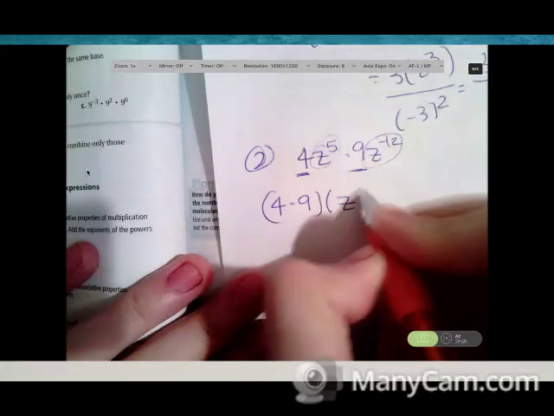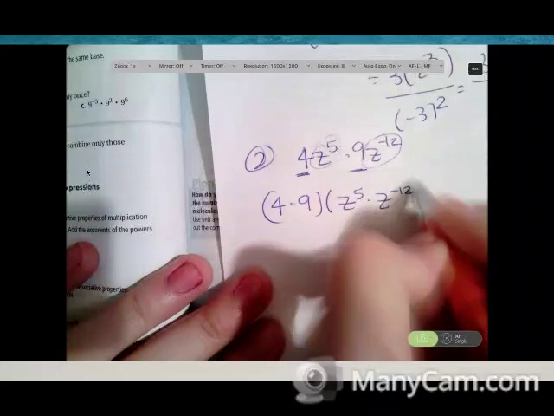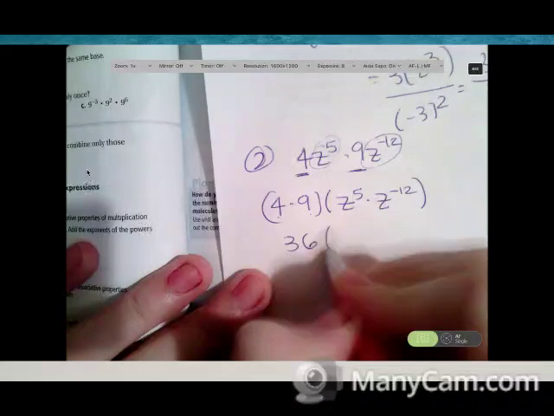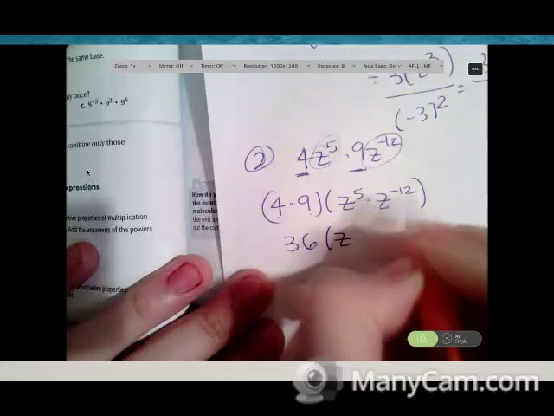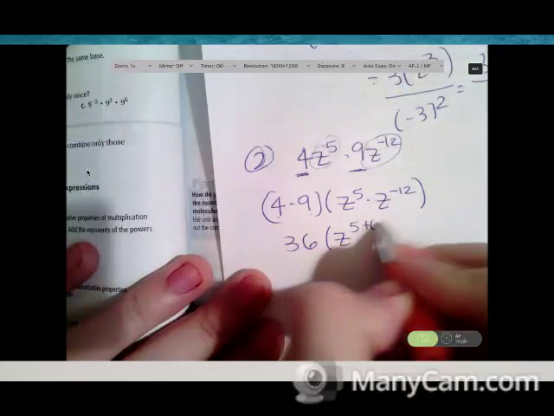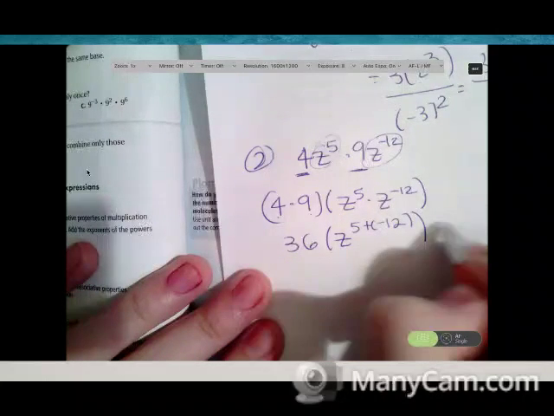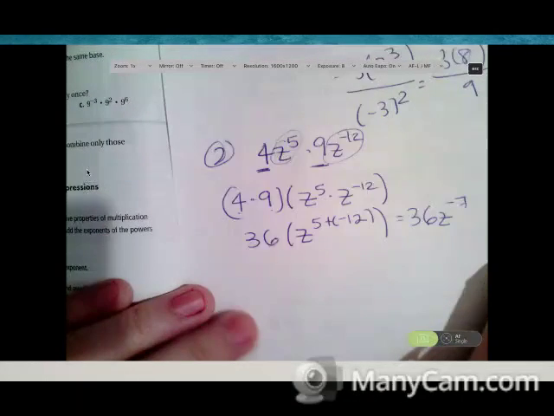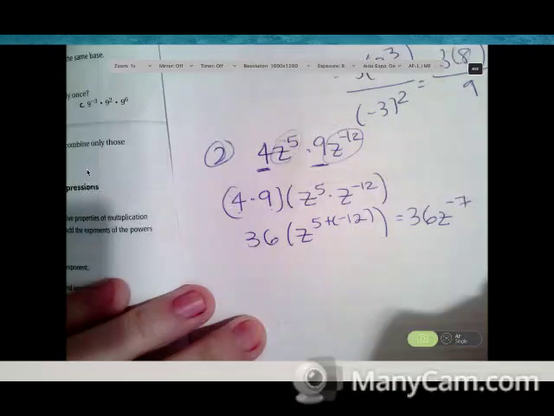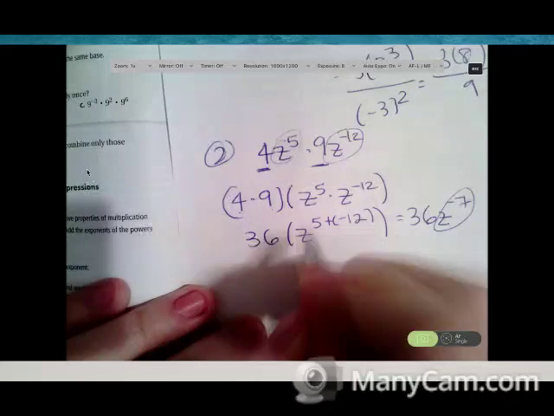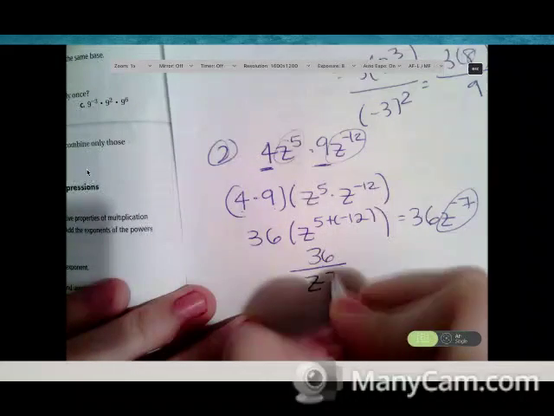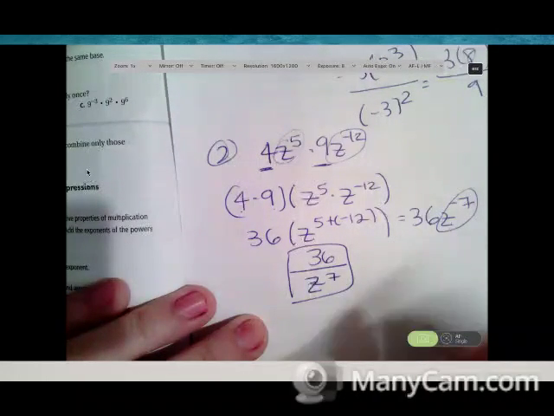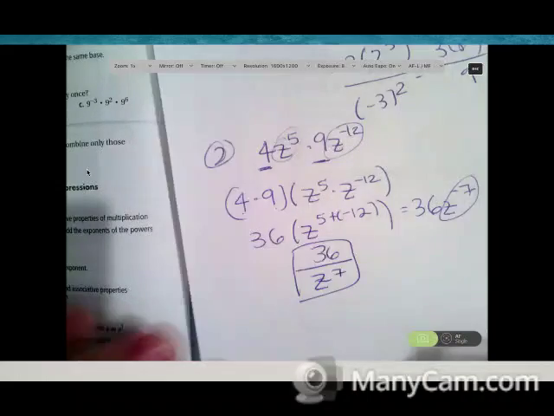Now, z to the 5th times z to the negative 12th. All right, so 4 times 9 is 36 times z to the, remember, hold the base and add the exponents, 5 plus negative 12. And that's going to be 36 times z to the negative 7th. Now remember, what is raised to the negative power? Only the z. So when we simplify it, it's going to be 36 over z to the 7th. All right? So let's try one more.